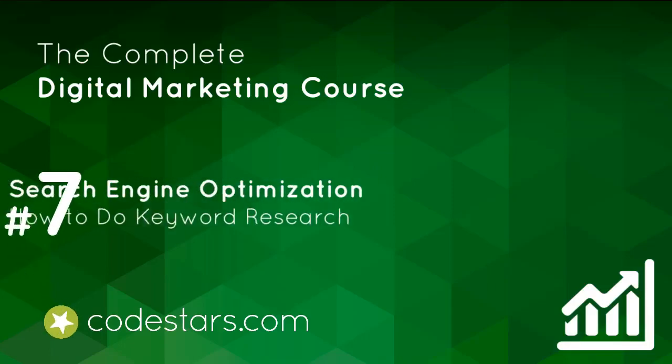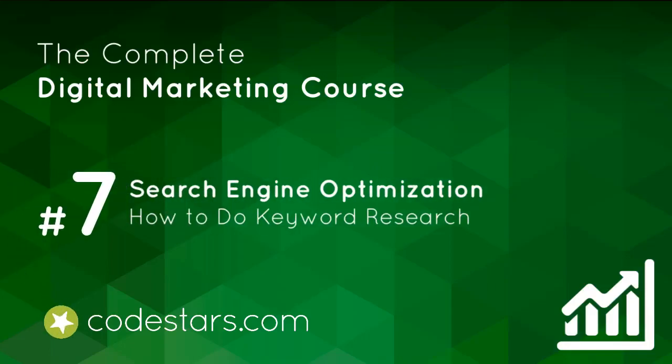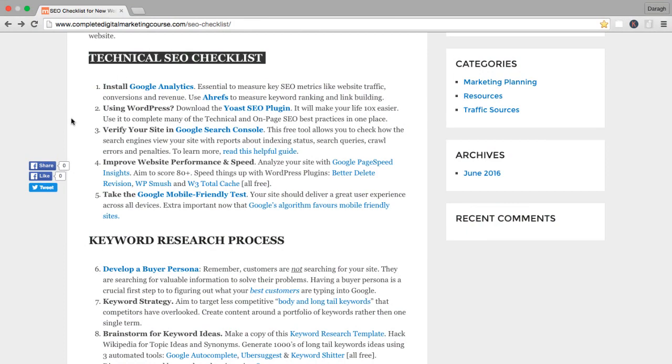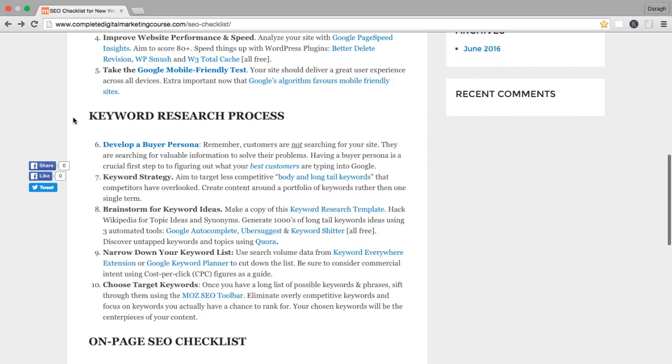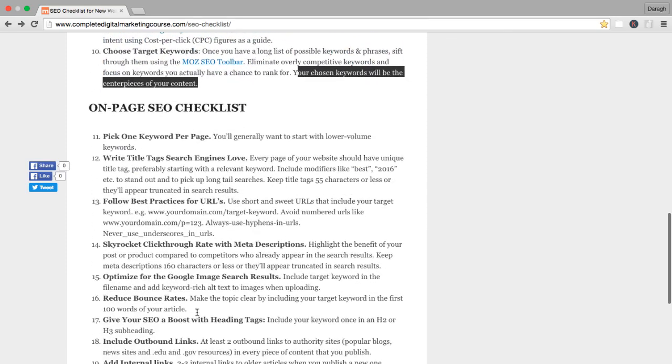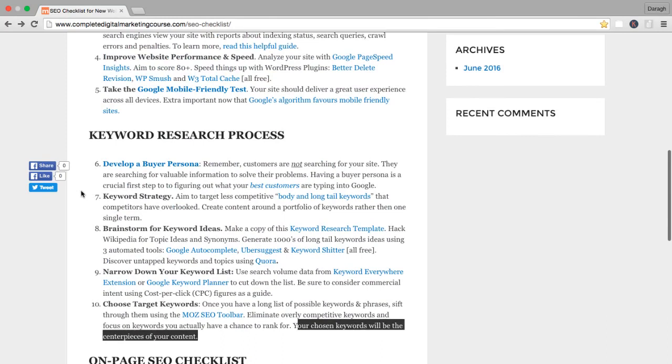In the last lecture, you completed point 5, which really finishes off the technical part of our SEO checklist. Now, in this lecture, we're moving on. We're going to focus on the keyword research process, and the outcome for you over the next few lectures will be to work through each of these points, and then you'll have your chosen keywords, which will be the centerpieces for the content that you're going to create down here.